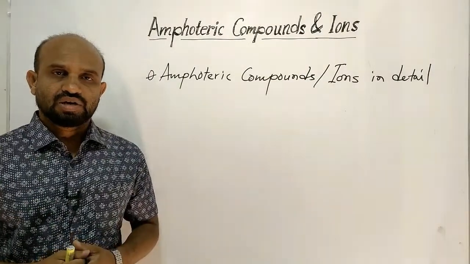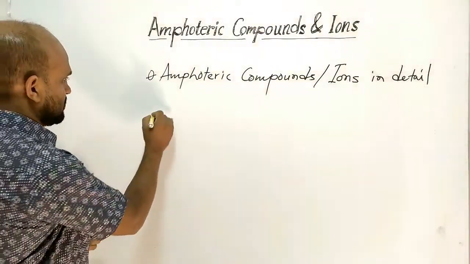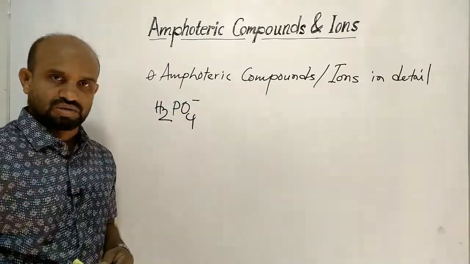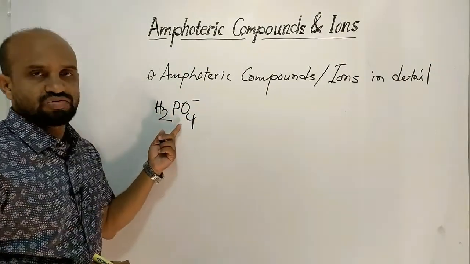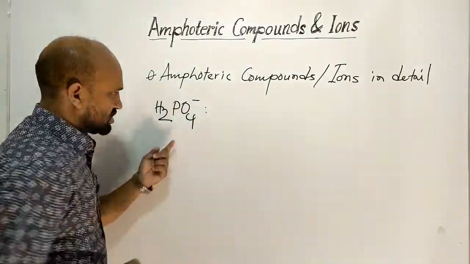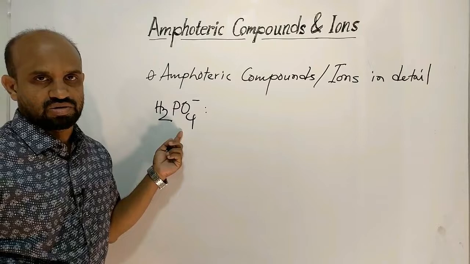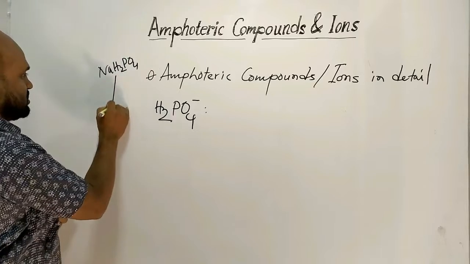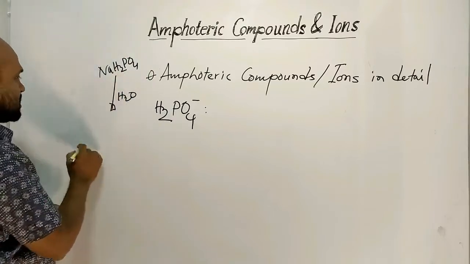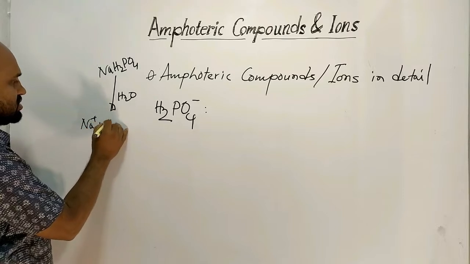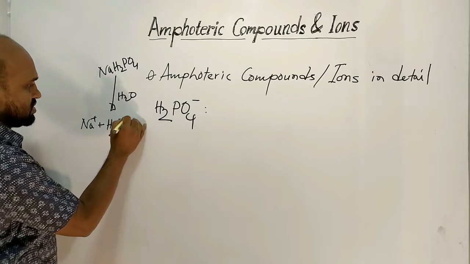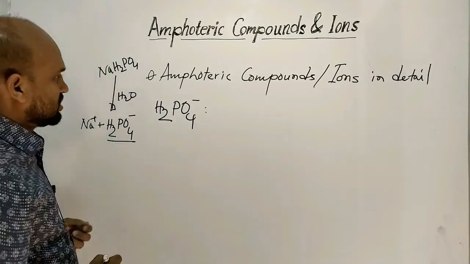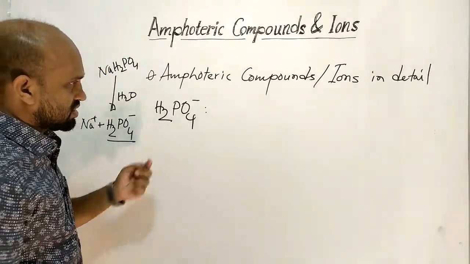Now the ion is dihydrogen phosphate ion. Dihydrogen phosphate ion. Let's see whether this ion is amphoteric or not. When sodium dihydrogen phosphate is added to water, it ionizes to sodium ion and dihydrogen phosphate ion. Is this ion amphoteric or not? Let's see the structure formula of this ion.